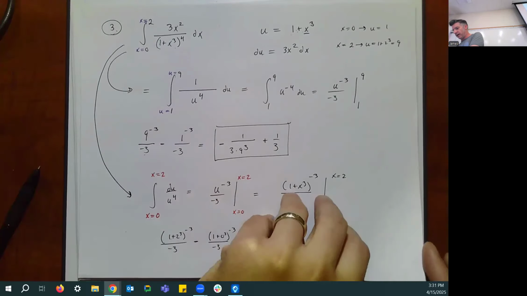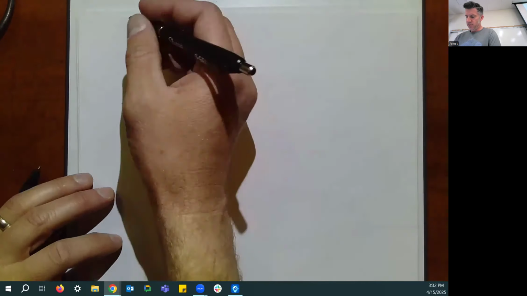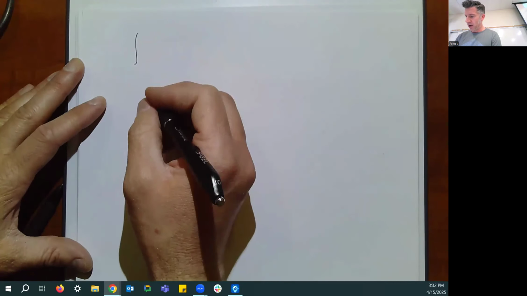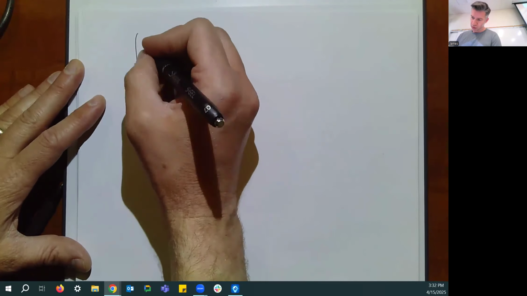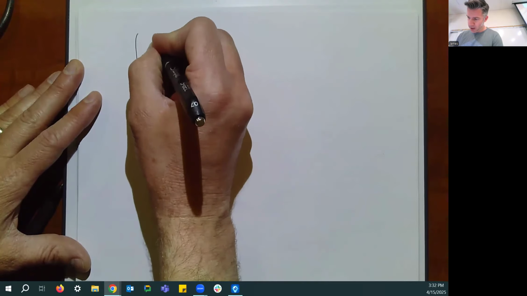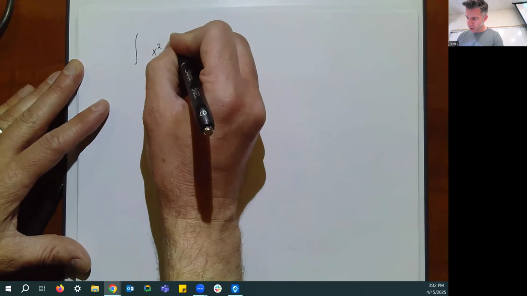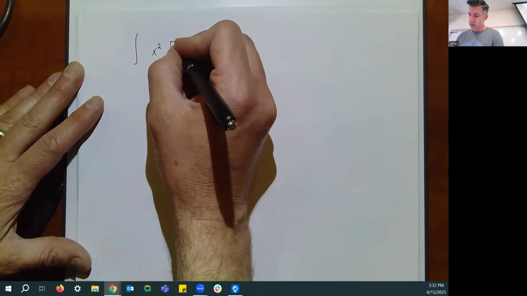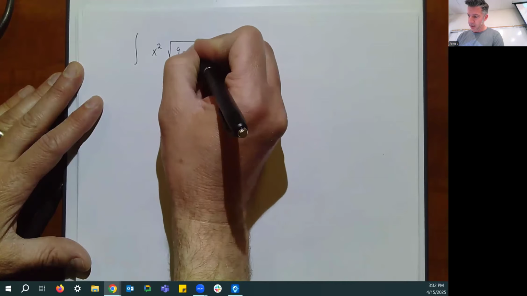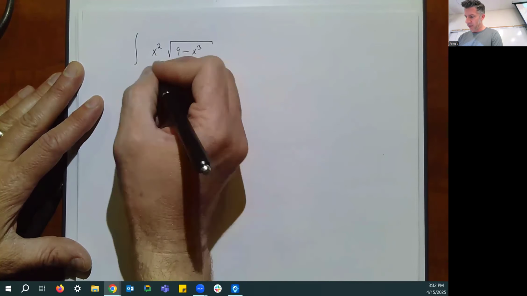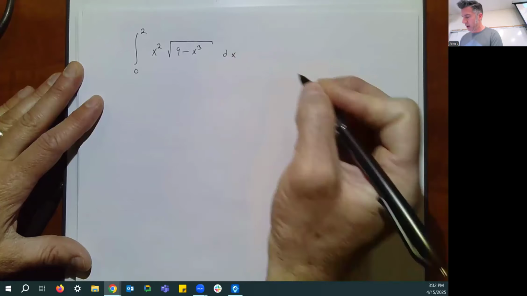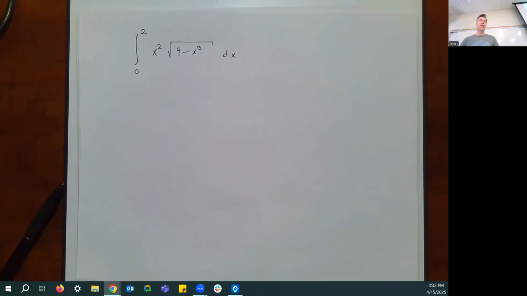So let's say we have, sure, something like the following. The numbers might end up sucking. Oh, well. So we're going to have the integral of x squared times the square root of, sure, 9 minus x cubed, where x is going to go from 0 to 2 again. Sure, because I'm unoriginal. It's fine. So there's our integral.